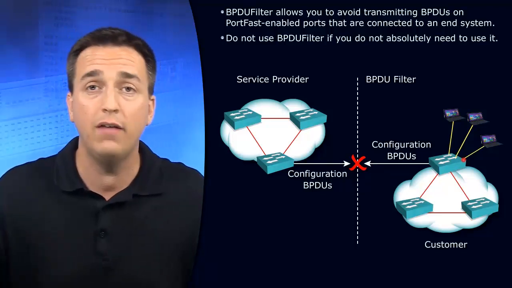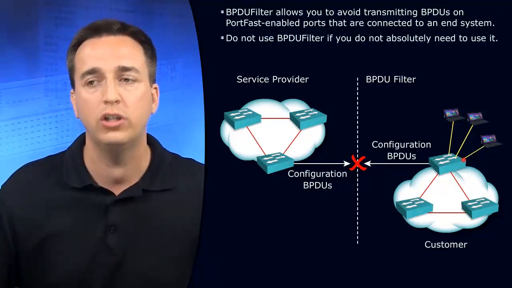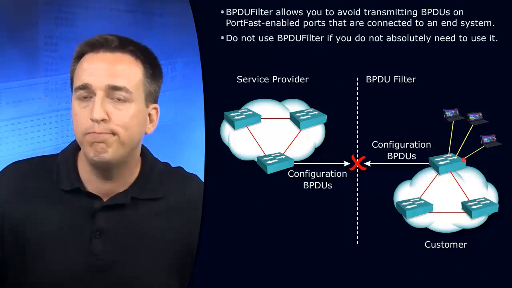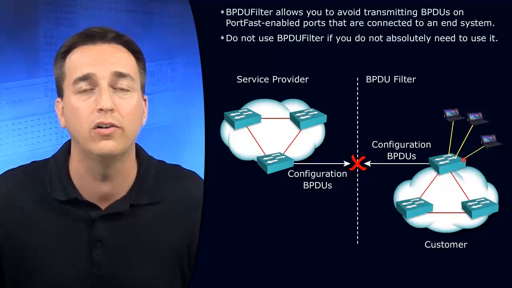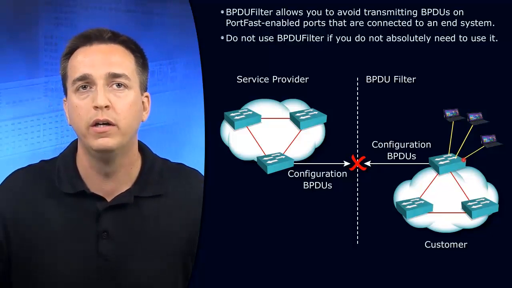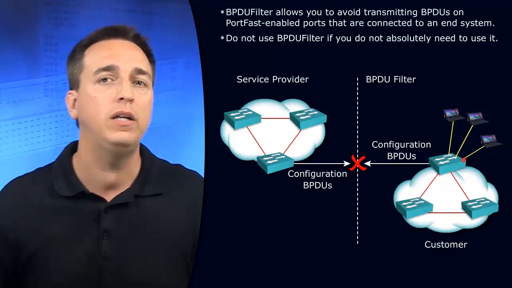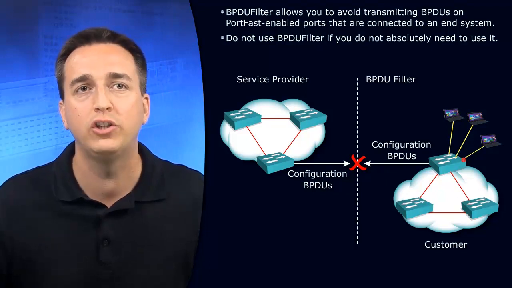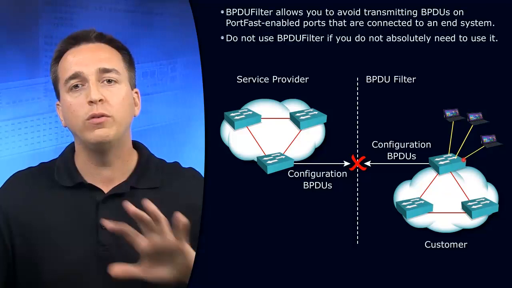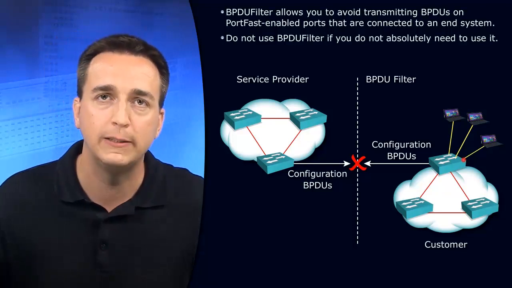And if somebody's savvy enough, they could gather that information and maybe get what they need to know in order to potentially launch an attack on our layer 2 spanning tree topology. So we could suppress those BPDUs with BPDU Filter to make sure that we don't send the BPDUs out those interfaces.